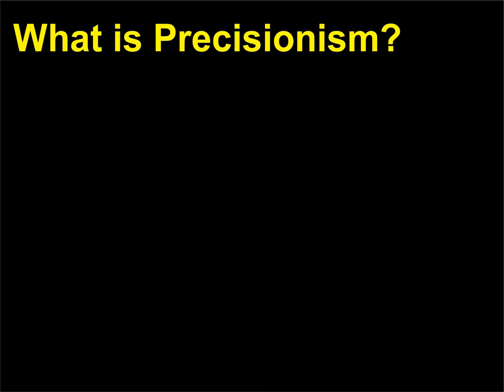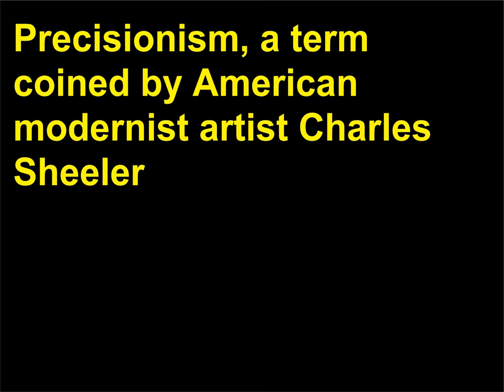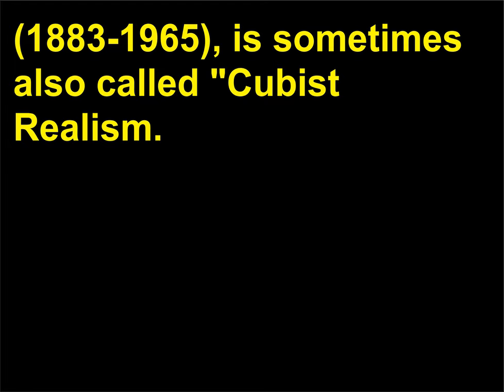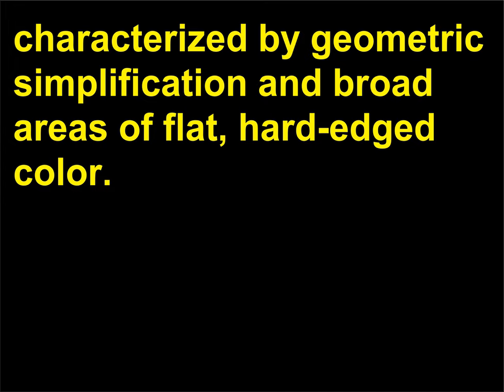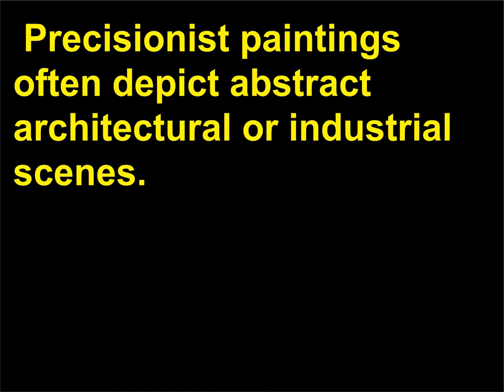What is precisionism? Precisionism, a term coined by American modernist artist Charles Sheeler, 1883 to 1965, is sometimes also called Cubist realism. The movement began in the 1920s and was an early American modernist movement, characterized by geometric simplification and broad areas of flat, hard-edged color. Precisionist paintings often depict abstract architectural or industrial scenes.